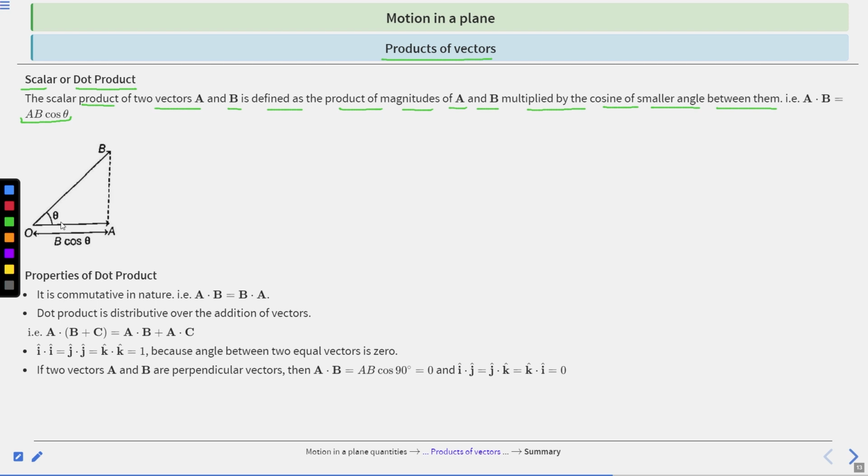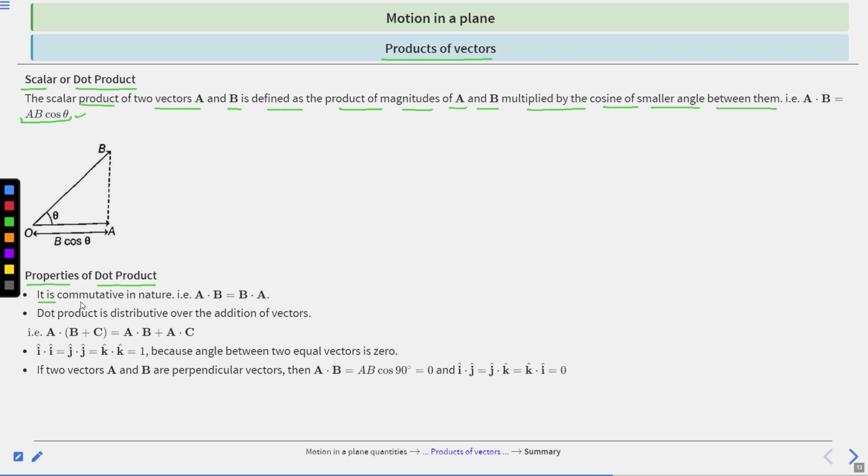Here this is vector A and this is vector B, and this makes angle theta. So the dot product of A and B is equal to AB cos theta, where theta is the angle between A and B. Next is properties of dot product.